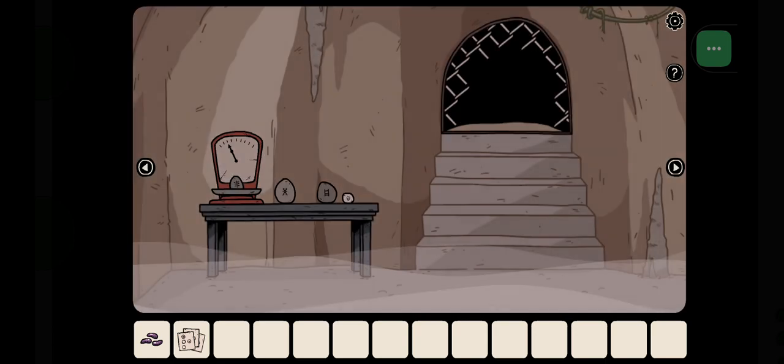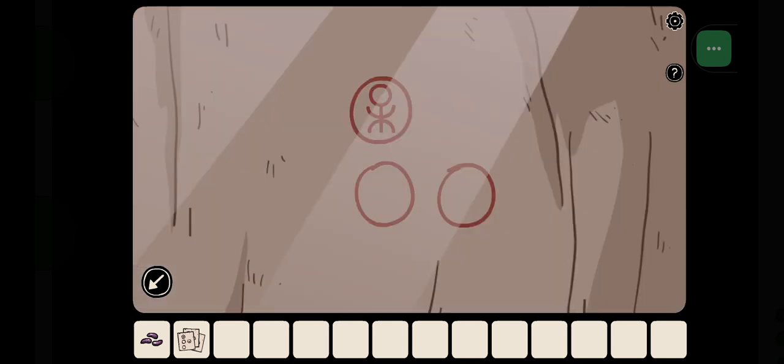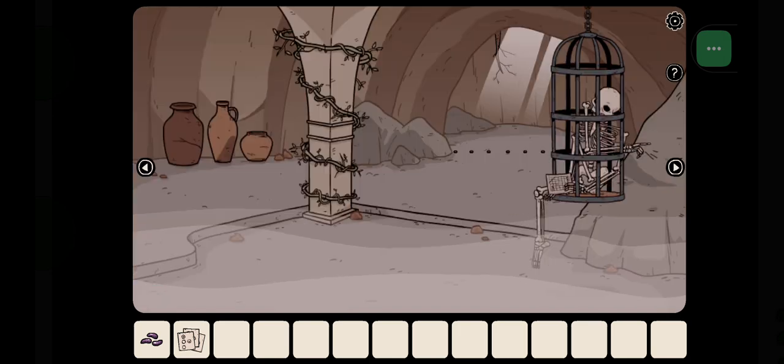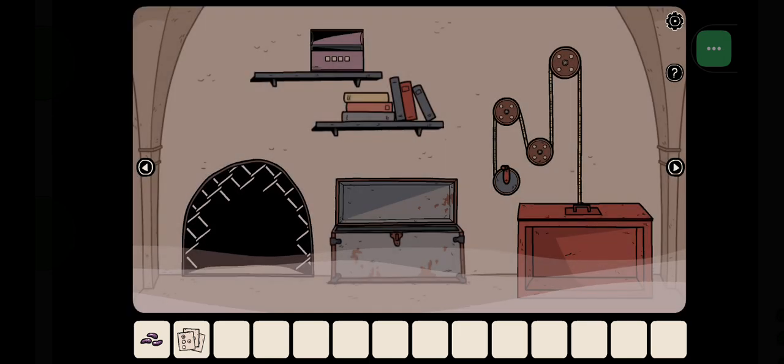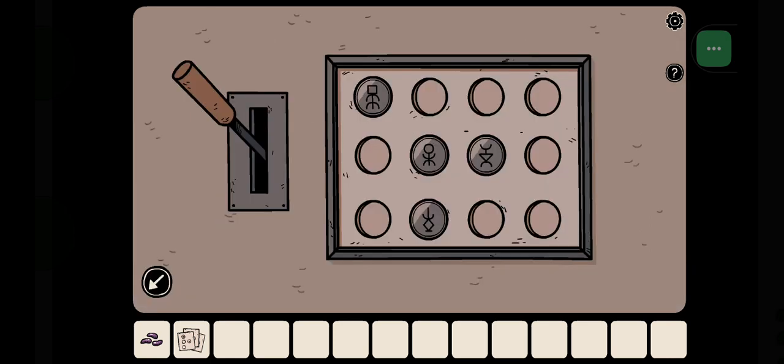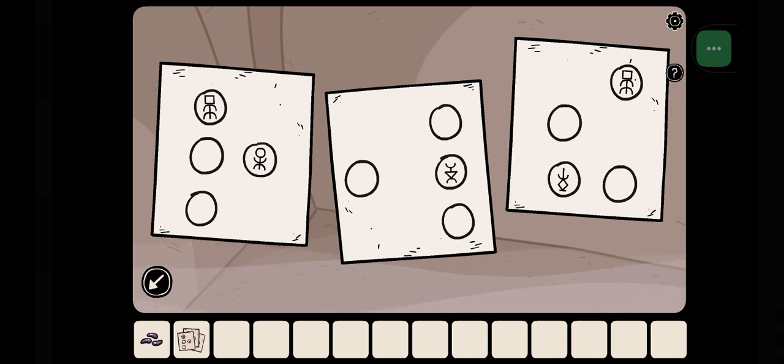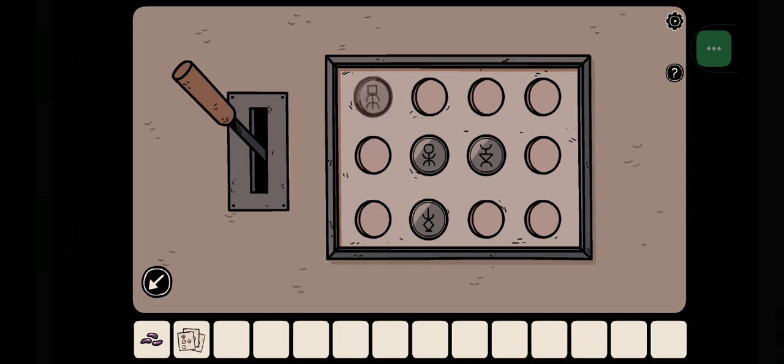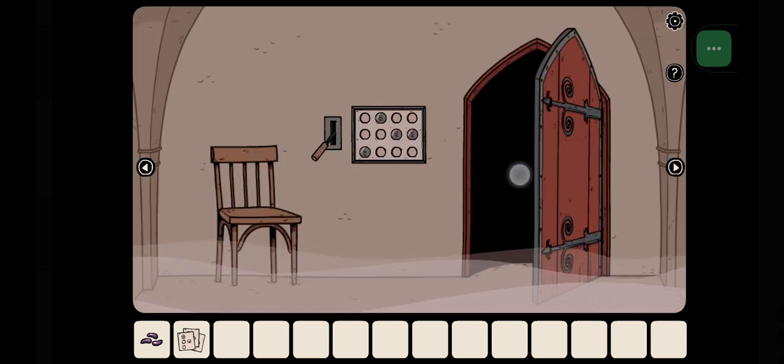Wait. What's the clue on the cave again? Let me check. Circle is on the top with a little L, forming a little L shape there. So circle should form a little L shape on this area with nothing on the bottom. So if this is the circle, it should form the L shape on the bottom. And there's a square on both of them, so it should be placed in the middle, right? And then the triangle is placed in the middle, and then is it this one? Yes, it is. I got it. Yeah.